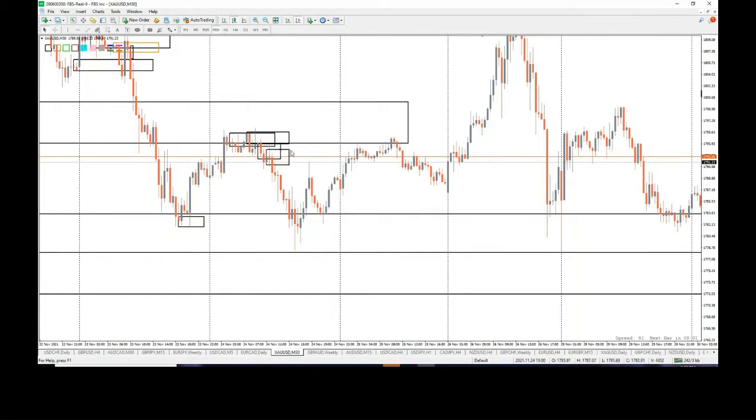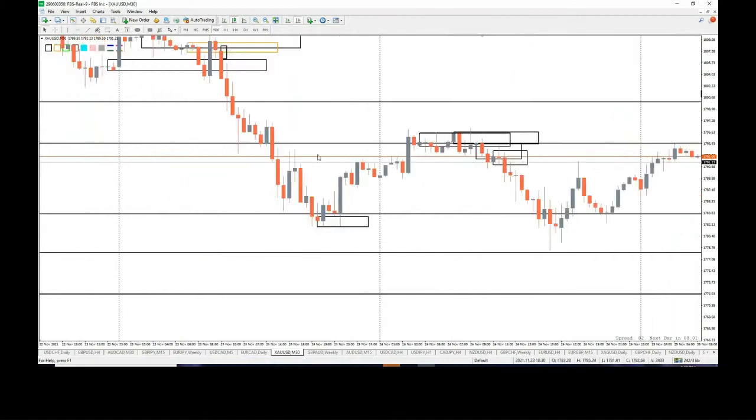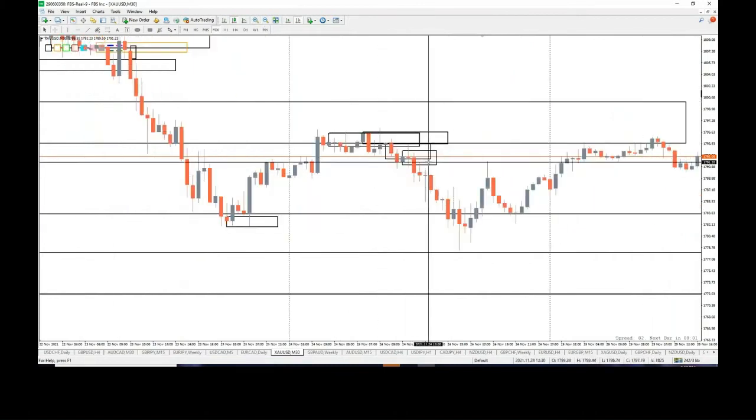For entry. Can you see? Yeah. That's price so clean, coming back into the zone and boom, boom, boom.